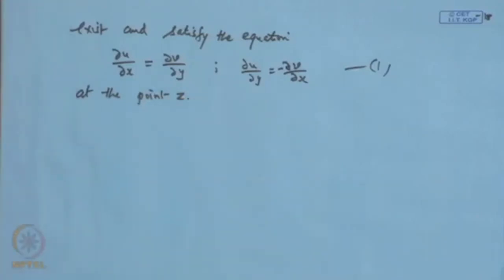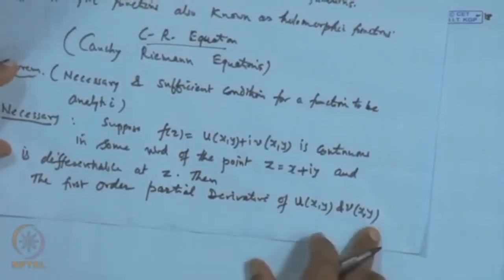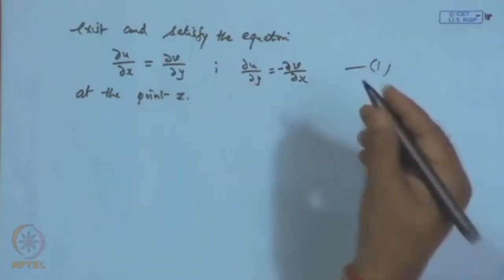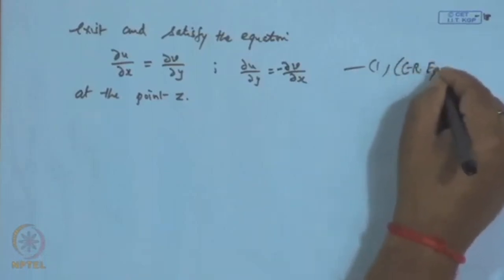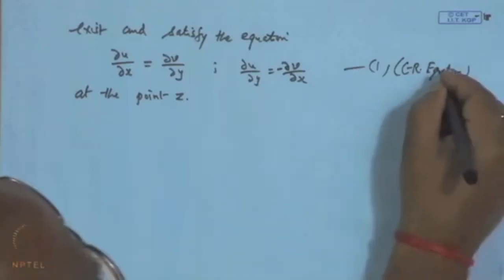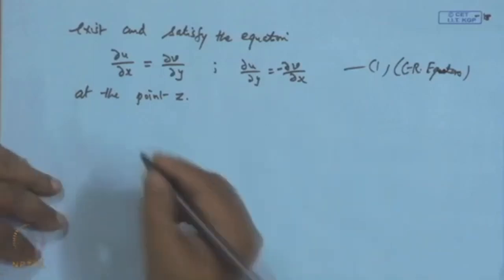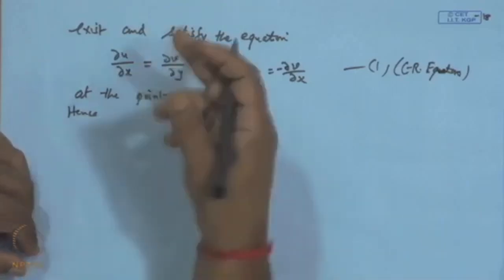So, what does this result say? If a function is differentiable at the point z, then its real and imaginary parts must satisfy these equations. Now, these equations are known as the CR equations. Similarly, if a function is analytic, it has to be differentiable. So, these are the necessary conditions for differentiability, and so they will be the necessary conditions for analyticity of the function also.